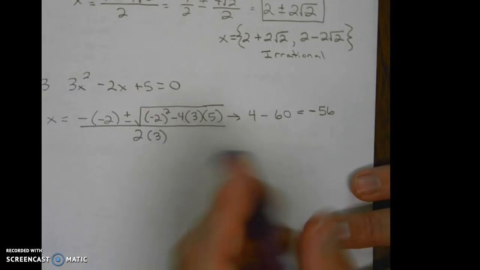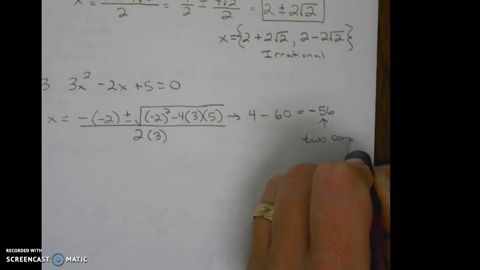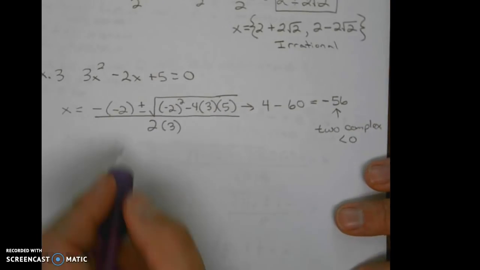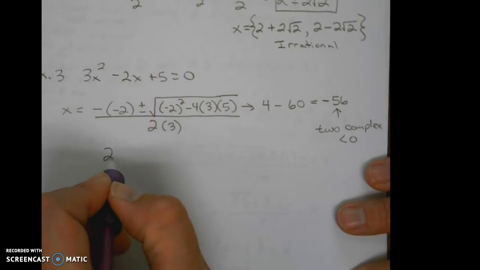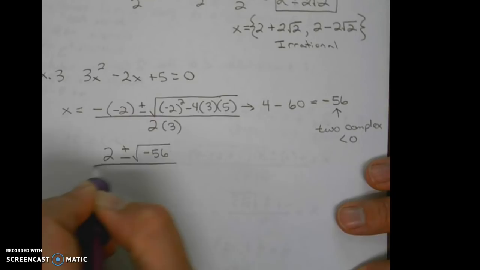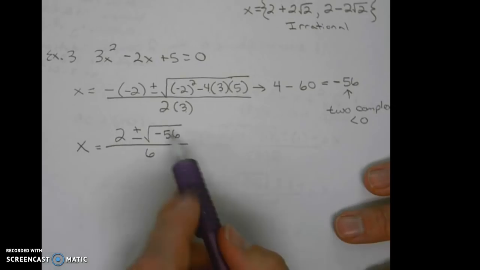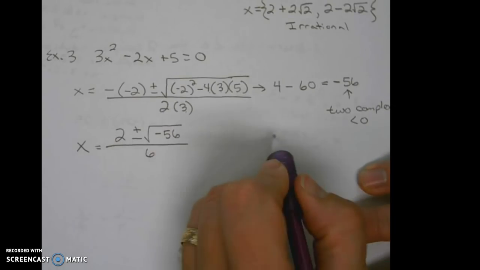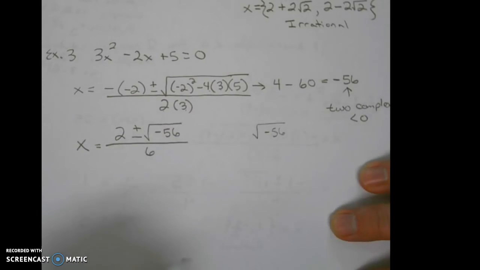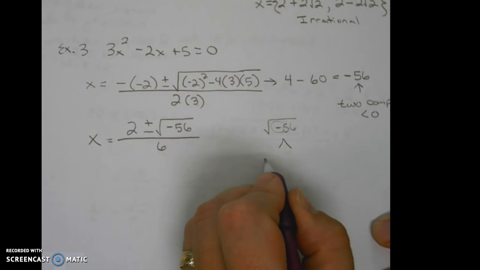Let's finish solving. Two complex solutions, because it's less than 0. So a negative times a negative is a positive. Two times 3 is 6. Now we want to simplify this. So the negative square root of negative 56 breaks down to, don't forget, the negative is the square root of negative 1.